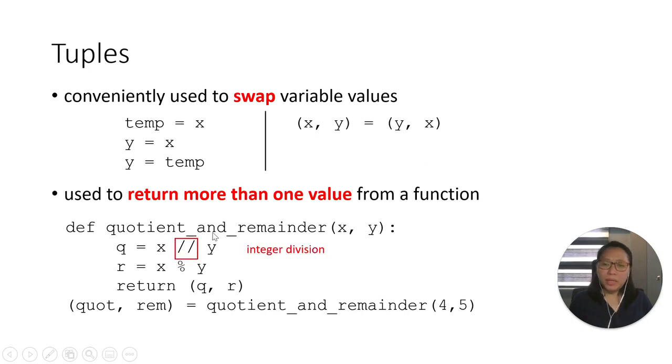Let's take a look at this example. We have a function quotient and remainder, and this function returns the quotient and the remainder of x when x is divided by y. You will see this operator, slash slash, or double slash. This is the integer division, and it gives the answer to x divided by y, truncating the decimal part. So this one gives the quotient, and x modulo y gives us the remainder.